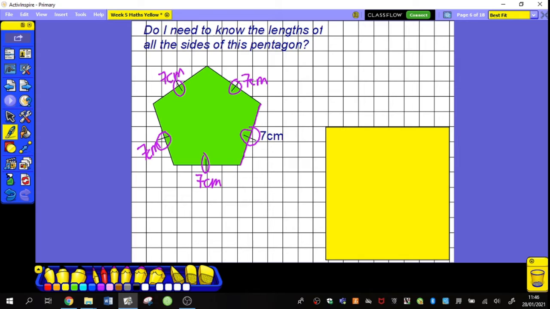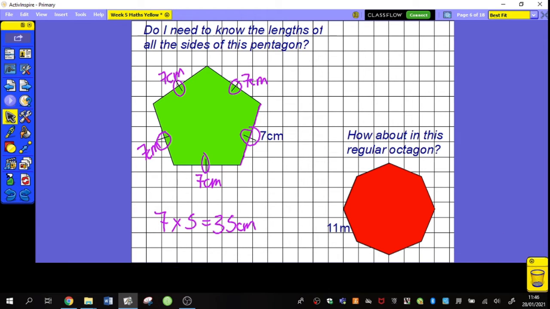So to find the perimeter of this shape now, I'm going to do 7, add 7, add 7, add 7, add 7. And a nice quick way to speed that up a little bit is I can do 7 multiplied by how many sides there are, giving me 35 centimetres. Okay. We are focusing mainly on addition and subtraction today. So multiplication not a problem. If you do 7 add 7 add 7 add 7 add 7, that is absolutely fine, but there is a quicker way there.